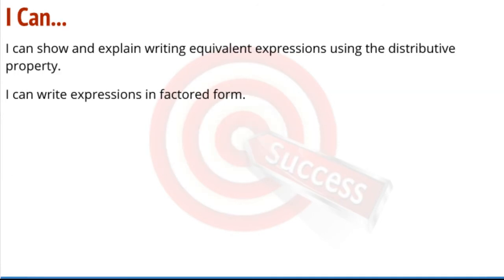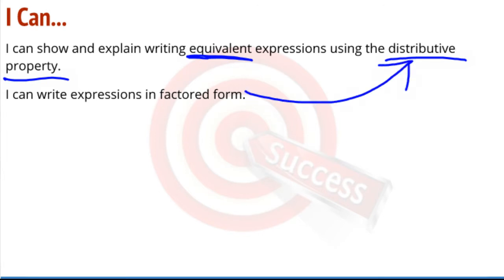I can statements: I can show and explain writing equivalent expressions using the distributive property. So equivalent, we've got that equal concept there, distributive property, which ties into addition and multiplication. I can write expressions in factored form, which ties into the distributive property.